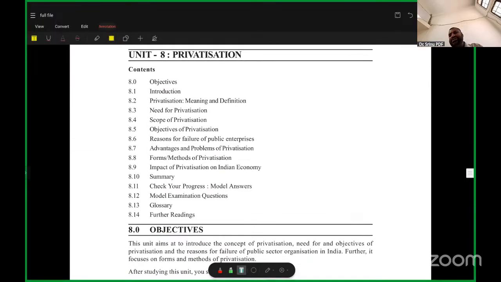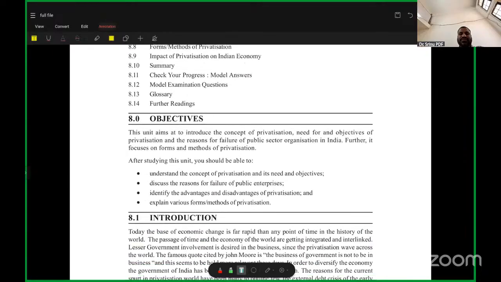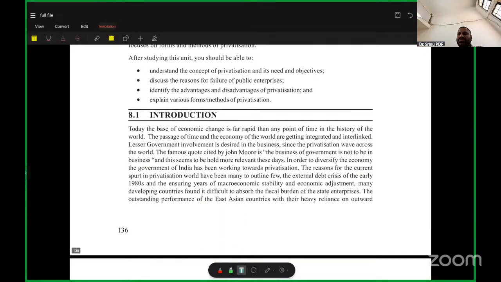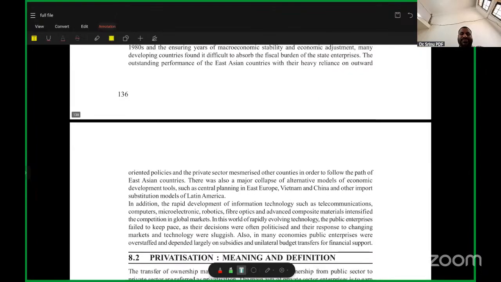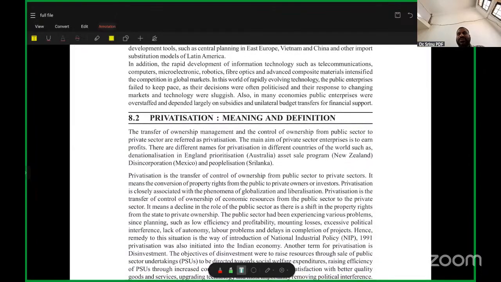Next one is privatization. So privatization means what? Privatization means the transfer of management, control and ownership from the public sector to the private sector. This is referred to as privatization. The main aim of private sector enterprises is to earn profit.